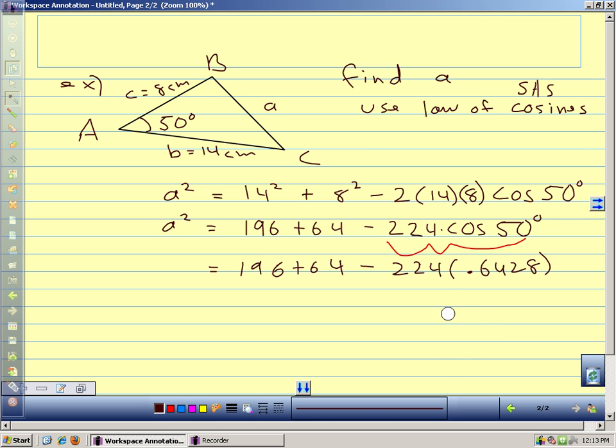And I said yesterday when we were talking about the law of sines, when you calculate a cosine or a sine as part of your problem, make sure you keep at least 4 decimal places. Otherwise, you're going to throw your answer off. And now I'm going to add 196 plus 64 and multiply these two together and subtract. So 196 plus 64 is, what do I get there? 260 minus 224 times 0.6428. Can you calculate that?